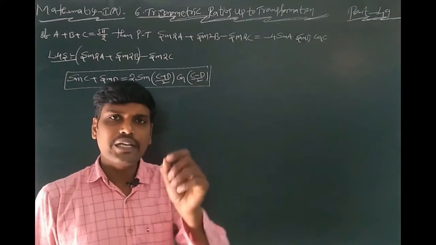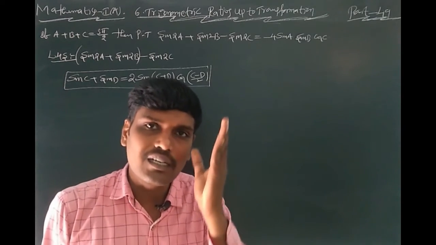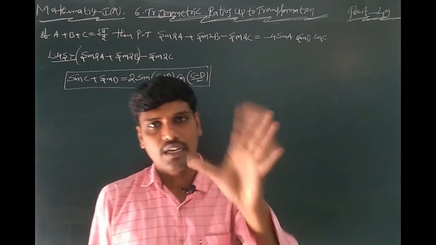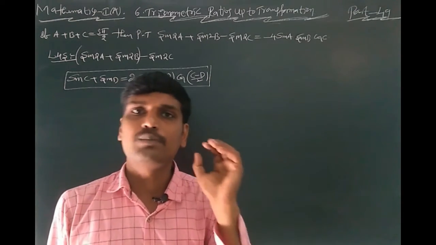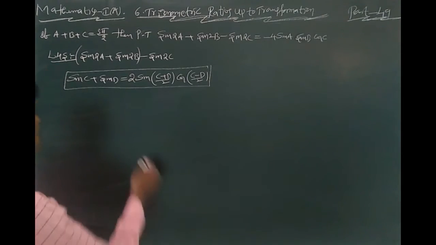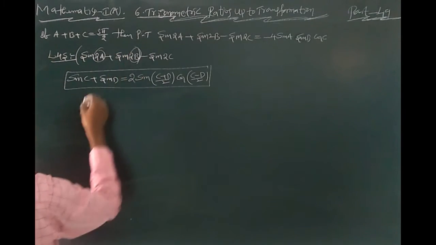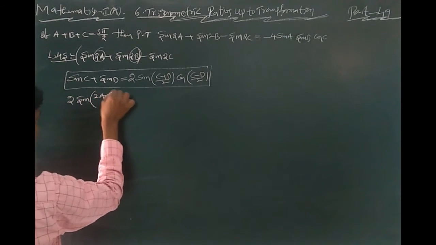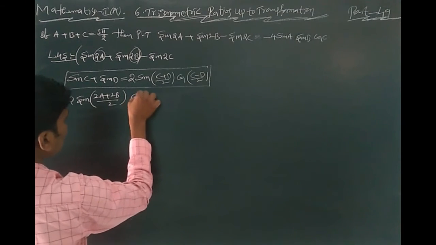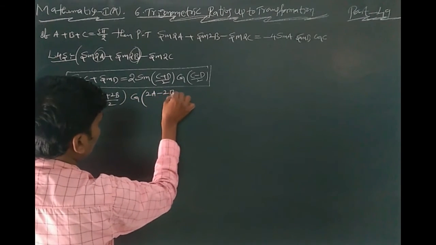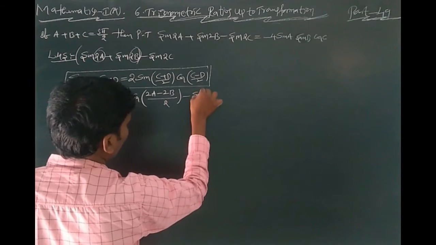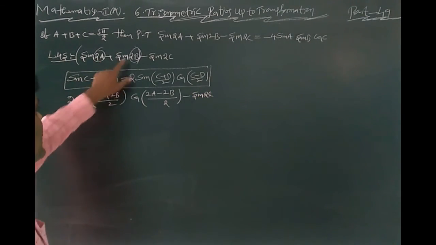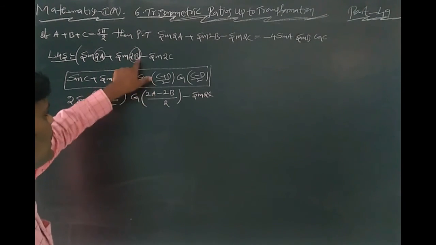First, students, in this problem you can read and write the formulas perfectly, and you will easily understand these problems and this class. Next, c value is 2a, d value is 2b. You can write 2 sin of 2a plus 2b by 2, cos of 2a minus 2b by 2, minus sin 2c.